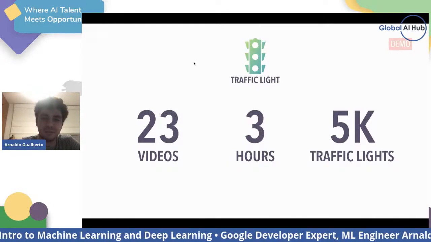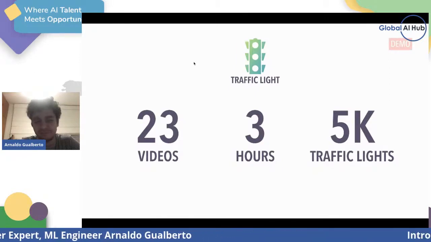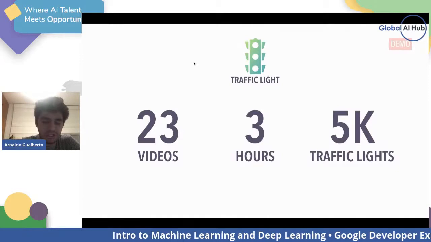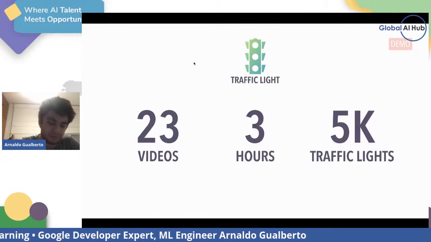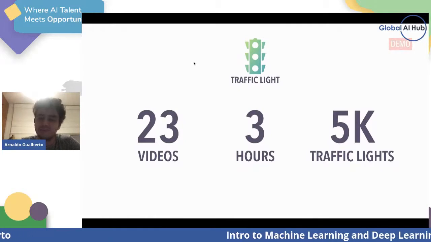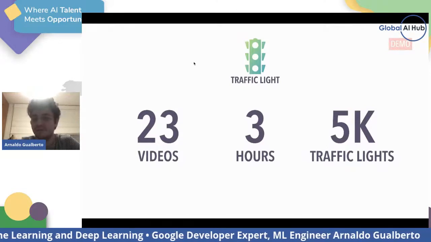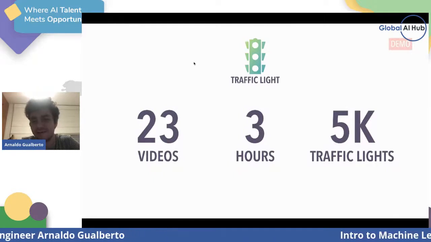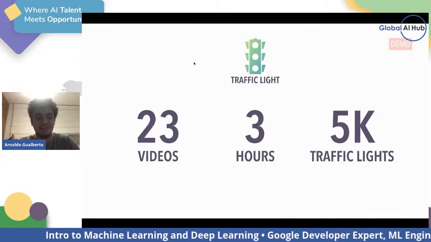To make this project, I recorded around 23 videos that sum up to 3 hours of content. For each frame of each video, I labeled where the traffic light is. In this frame, for example, I labeled: here's a traffic light and it is red. Here's another traffic light and it is red too. In another frame, here's a traffic light and it is green. In another, it is yellow. I did that basically 5,000 times, and it was a hard job.